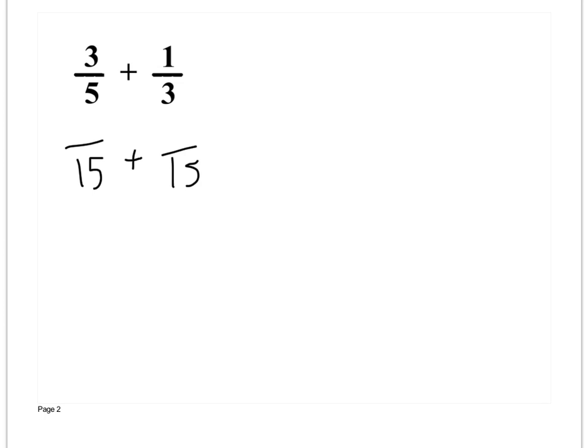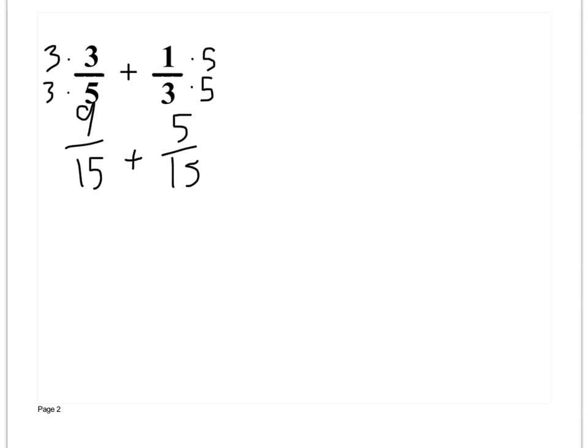5 times 3. So what I do is I look at 5. What did I do to 5 to make it 15? Multiply it by 3. So what I do to the bottom, I do to the top. So 3/5 is equal to 9/15. 1/3 is equal to 5/15.